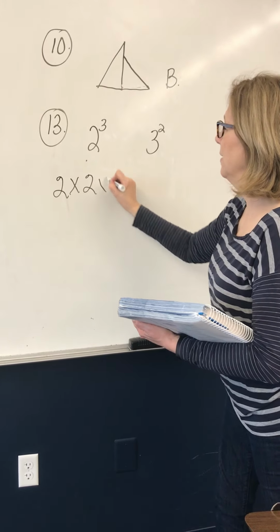2 times 2 is 4. 4 times 2 is 8. So this is really 8. And 3 times 3 is 9. So if you were to compare those two, 8 is less than 9. That's the answer, okay?